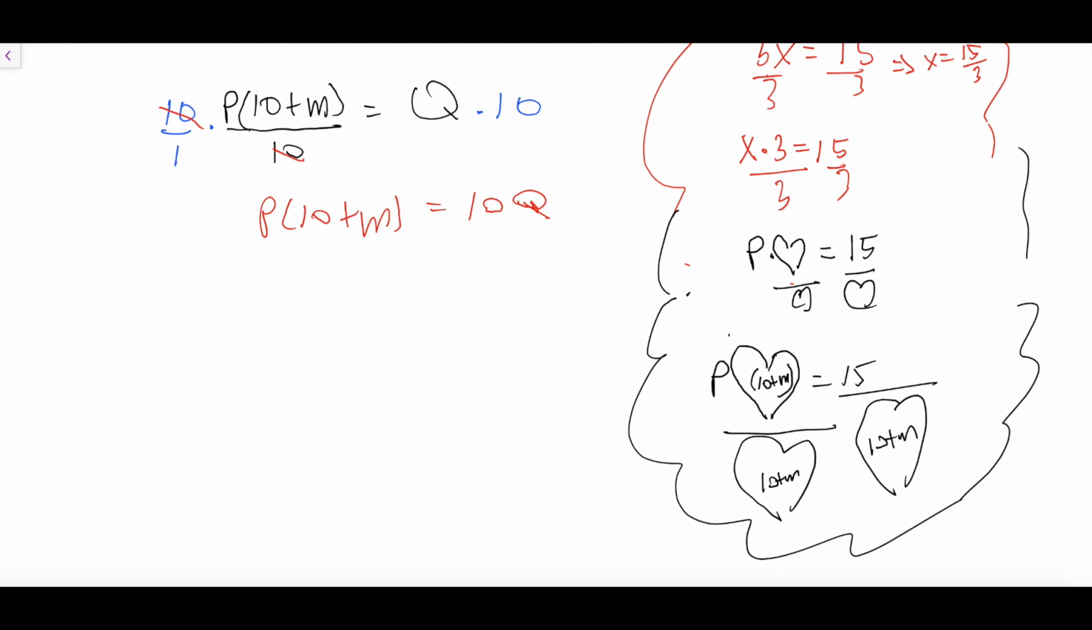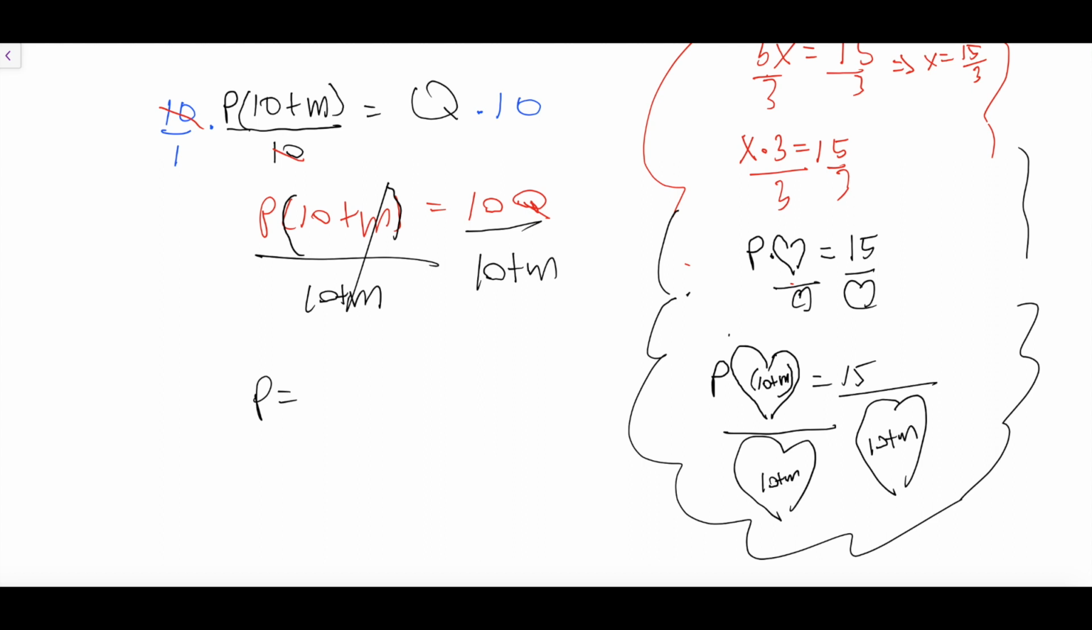So over here, what's the move? Divide by 10 plus m, because this is a container. This is like the letter x. It's just like you have a px, and you want to get p by itself. So divide by 10 plus m.